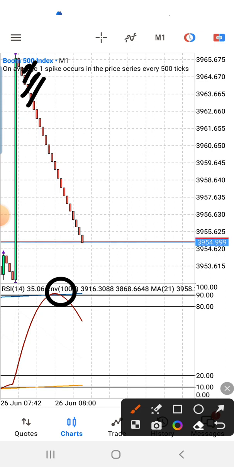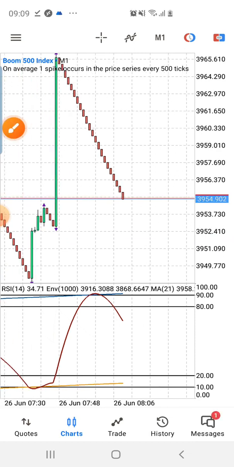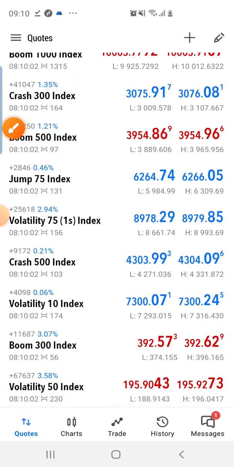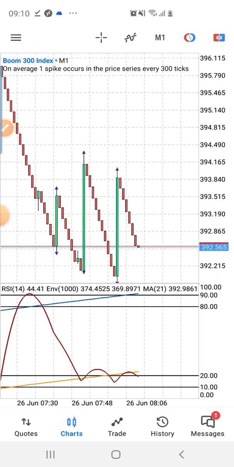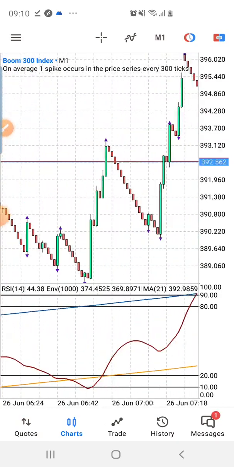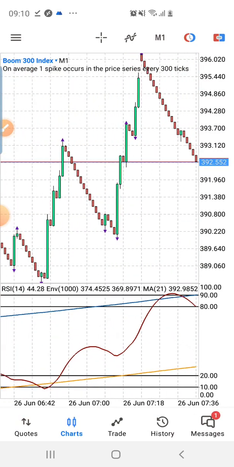If you want to filter out the best of trades, then make sure you check the trend and make sure that the price is trending in your direction. So if I check, let me check out, okay, 300. You can see sometimes this envelope line might not be at that level.